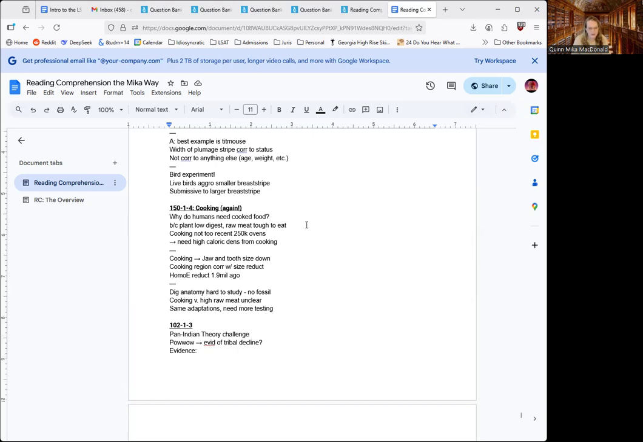Because plants are hard to digest, raw meat is tough to eat, cooking is not too recent, 250K ovens, need high caloric density from cooking. Cooking led to jaw and tooth size down. Cooking regionally correlated with size reduction in tooth and jaw. Homo erectus had a reduction, or Gaster, I think, reduction 1.9 million years ago. Digestive anatomy is hard to study because there are no fossils. Cooking versus high raw meat is unclear. Same adaptations need more testing. That's a pretty good set of notes for those, I think.